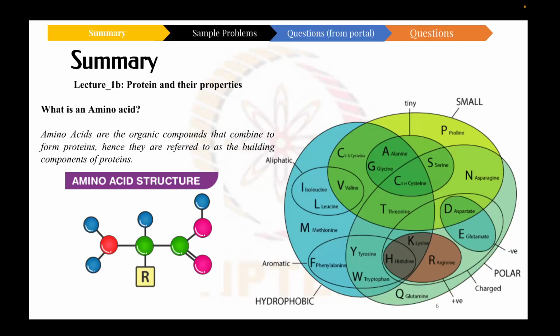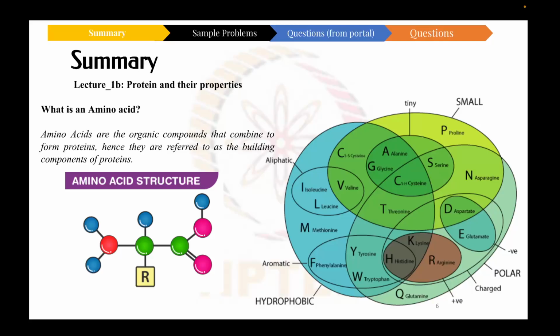These amino acids exhibit diverse properties based on their side chain structures. First are aliphatic amino acids. These amino acids have aliphatic side chains which are linear and branched. Examples include glycine, alanine, valine, leucine, isoleucine, and proline. Then we have small amino acids. These amino acids have relatively smaller side chains. Examples include glycine, alanine, serine, threonine, cysteine, and valine.